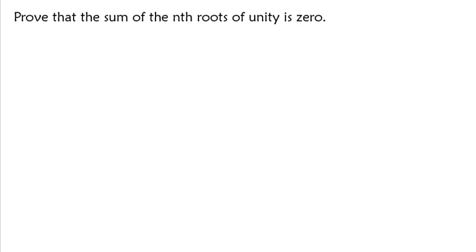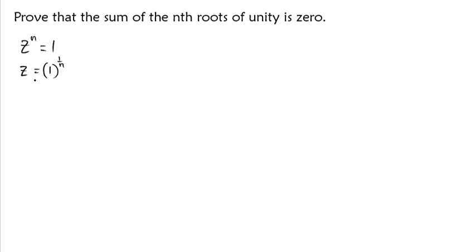So how can you prove that the sum of the nth roots of unity is 0? To start with, the nth roots of unity are the solutions to the equation z to the power n is equal to 1. Now, z is a complex number, of course, so we can write this in polar form. First of all, we can say z is equal to 1 raised to the power 1 over n.